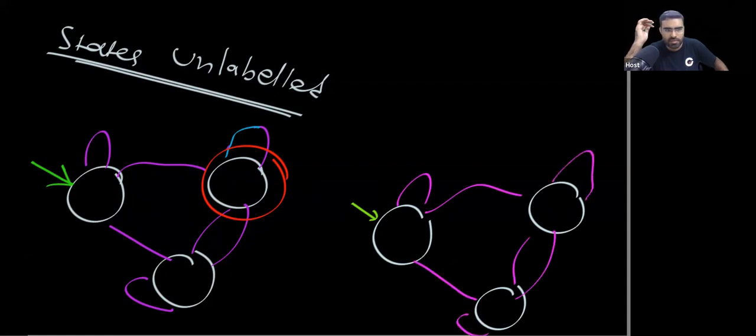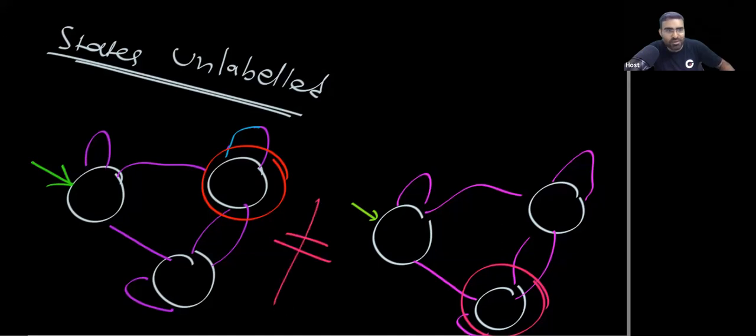Please tell me, are these two DFAs the same? No, these two DFAs are not the same. See, this is your initial state, and maybe this transition is A. Can you notice? In this DFA, you are accepting A. In this DFA, you are not accepting A. So these two DFAs are not the same.